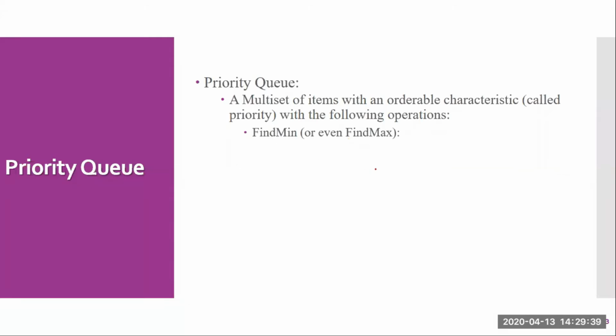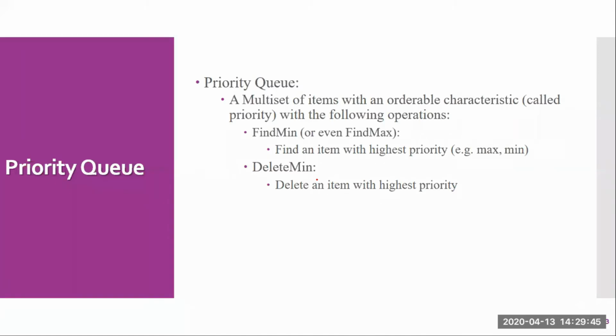First thing, you find the minimum or the maximum. So you're basically finding the element with the highest priority. After you find the element with the highest priority, whether it's a minimum value or a maximum value, you delete the item with the highest priority. And after you delete it, you insert a new item into the multiset. So this is one way in which you can talk about how a priority queue works.